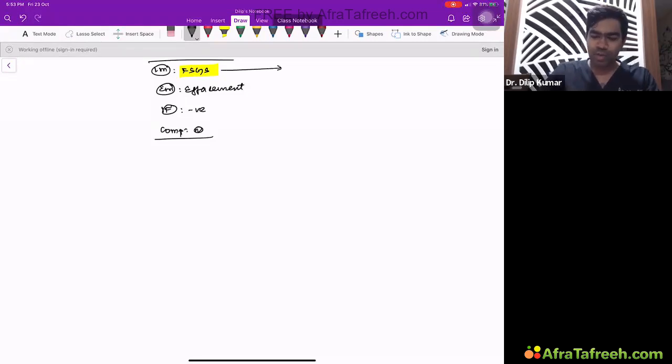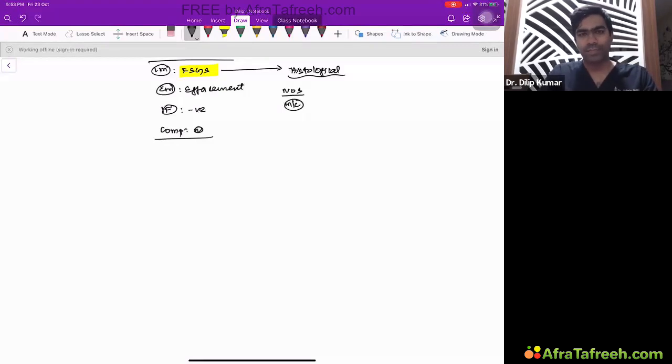In light microscopy, you have 5 histological types of FSGS. One is the FSGS NOS type, that is not otherwise specified type. This is the most common type basically. What do you mean by not otherwise specified? You have the remaining 4. If some form of FSGS does not fit into any of the other types, that's called FSGS NOS. Then we have a perihilar type of FSGS.